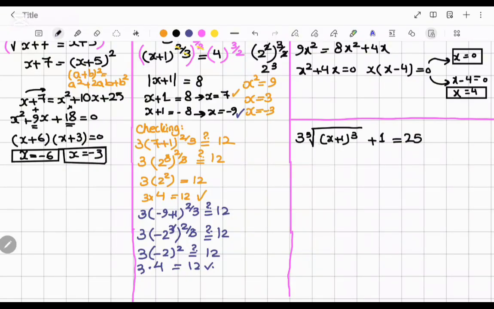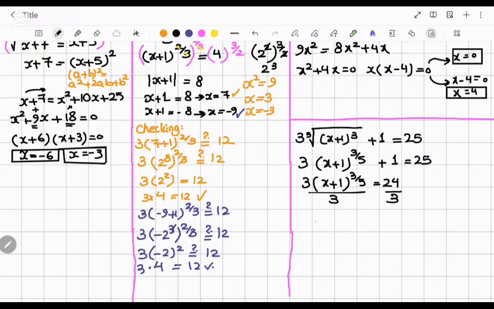So if I want to change this to fractional power form, it's going to be 3 times x plus 1 to the power of 3 over 5, because I know that the index goes into the denominator, plus 1 is equal to 25. So I move 1 to the other side. It's going to be 24. Divide both parts by 3. It's going to be x plus 1 to the power of 3 over 5 is going to be 8, and 8 is 2 to the power of 3.